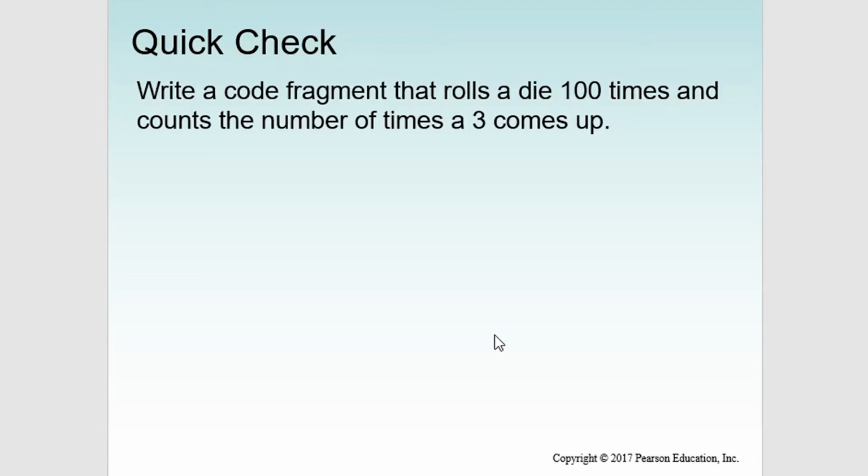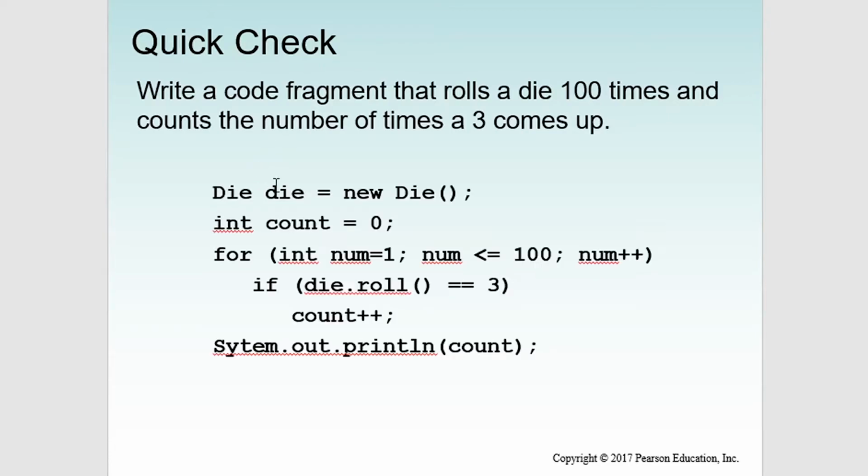Quick check. Write a code fragment that rolls a die 100 times and counts the number of times the 3 comes up. So here we're going to use the die object, and we're going to roll it inside of a loop. We're going to use a for loop, and we're going to use a control variable of, say, count. Then we're going to increment count by 1 until count gets up to 100 times. Inside the for loop, we're going to roll that die, and if the face value is equal to 3, then we're going to increment an additional counter that's going to count the number of times that we see a 3.